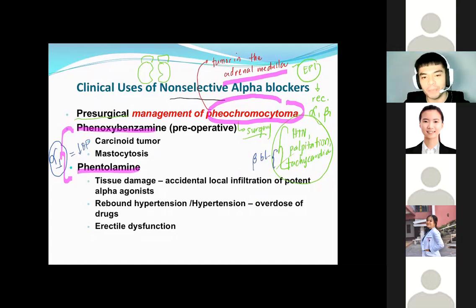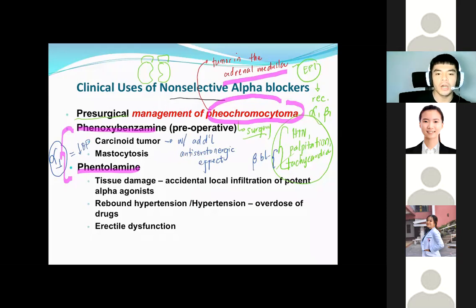First, we have phenoxybenzamine. Phenoxybenzamine can also be used for carcinoid tumor and also mastocytosis. Sa carcinoid tumor, ang reason why phenoxybenzamine can be used kasi meron siyang additional anti-serotonergic effect. Okay? Next, what about for phentolamine?